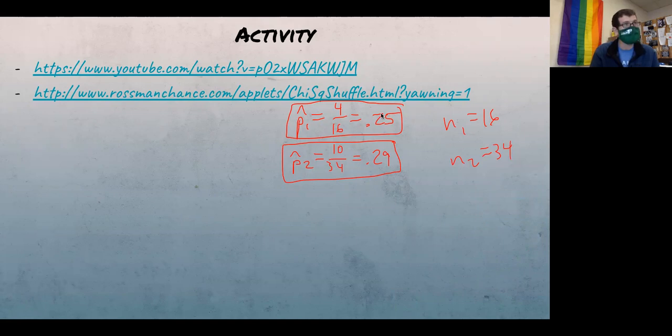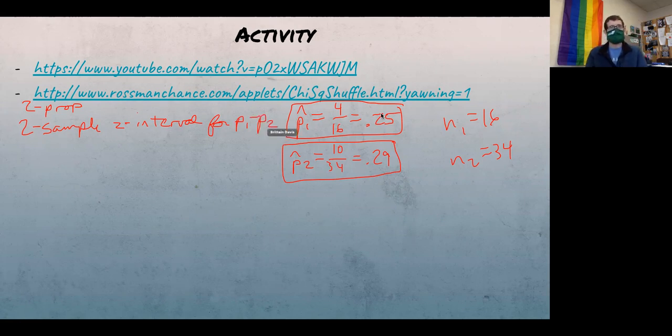So now that we're ready to do our confidence interval, this is going to be called a two-sample Z or a two proportion Z interval for, and this is where we're going to put P sub 1 minus P sub 2. And so it's a difference of proportions.